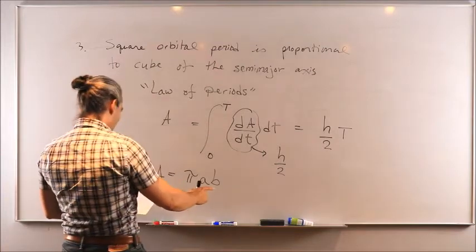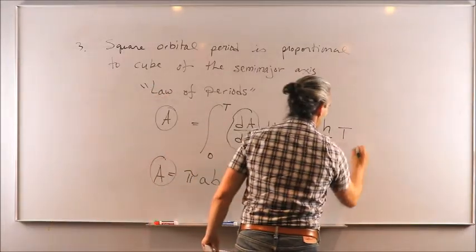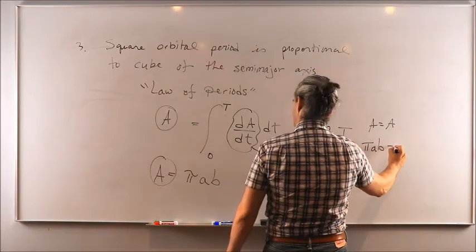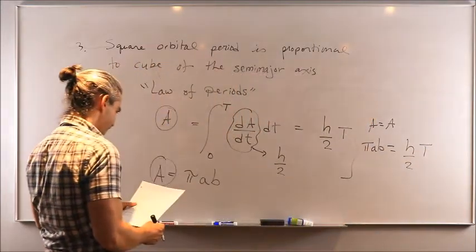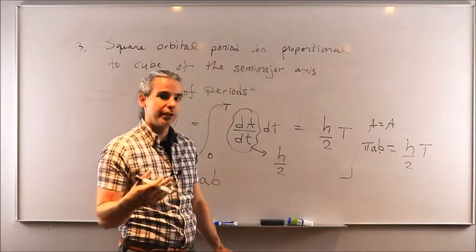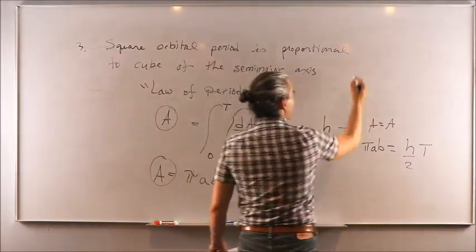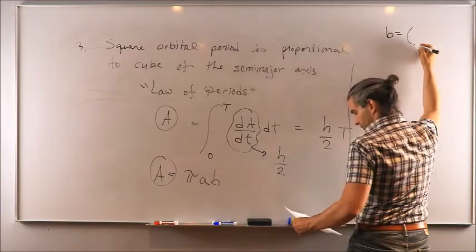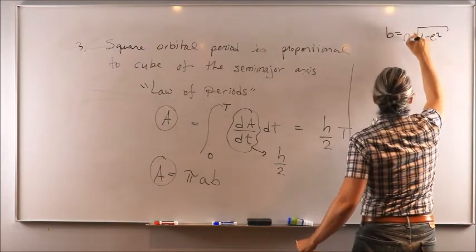So if that is the case, we should be able to equate those two areas and say, pi a b equals h over 2 times T. We know how to express b in terms of the semi-major axis, don't we? As we just saw in the previous subsection, we had a relationship to do so. And that relationship was b equals the square root of 1 minus e squared times a.